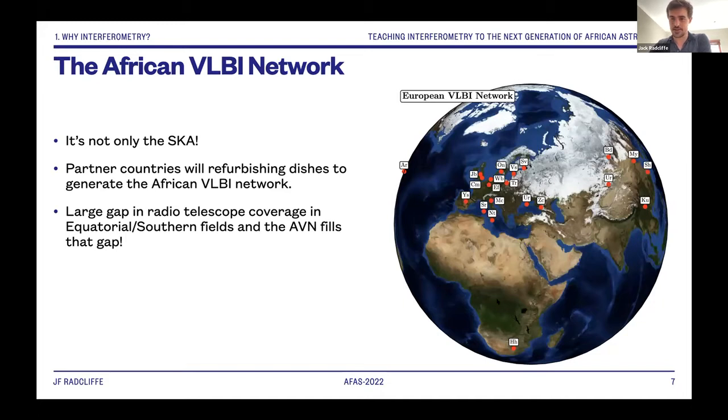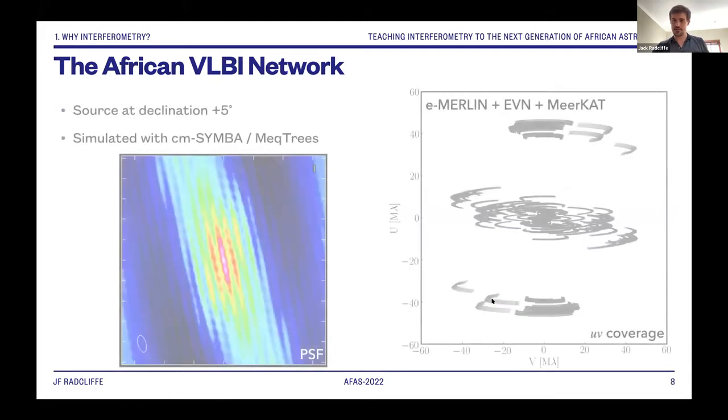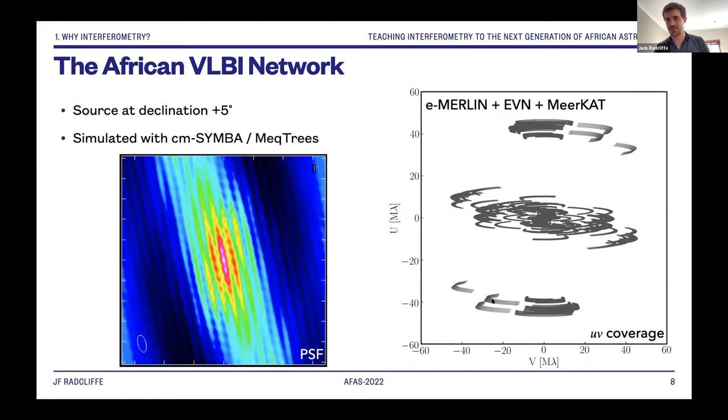And the AVN will fill this gap where we've currently got these huge baselines to Hartebeesthoek, near where I am right now, but nothing in between. And here's an example of this. For those who aren't a radio interferometry guru, essentially, if the plot on the right has more gray points, it's going to create a better image.